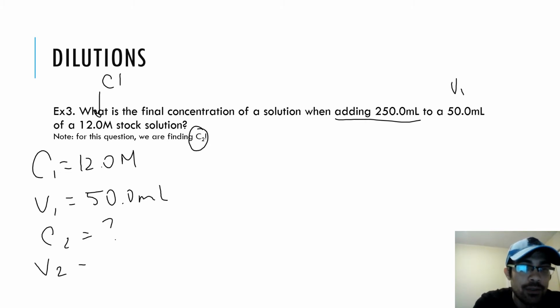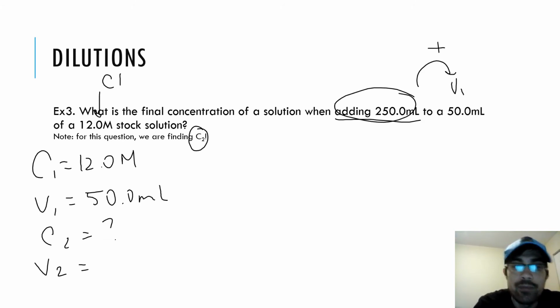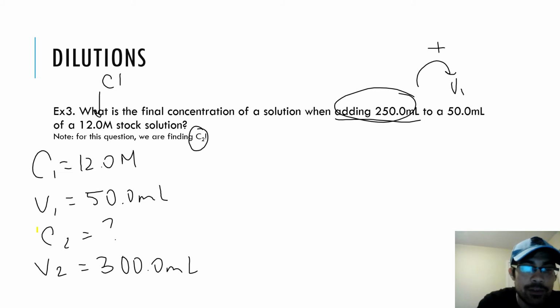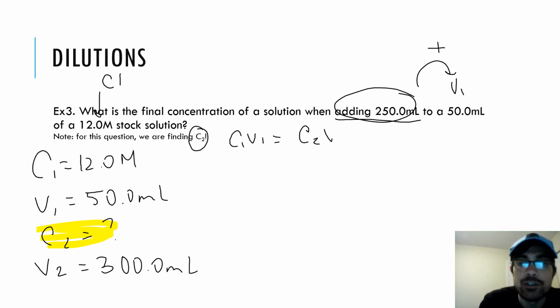And V2, okay, we are adding 250 mLs of water here to this. So your V2 is actually going to be 300 mLs. Like the question mentions there, as a hint, you are looking for C2. It may not always tell you that, but just so you are aware. Now let's plug in all our numbers. C1 V1 equals C2 V2.